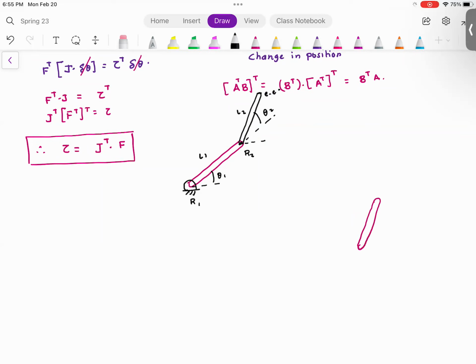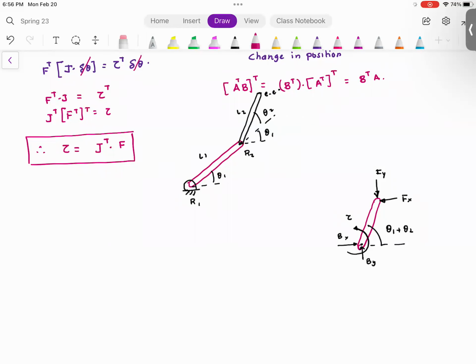And let's assume that here we have fx and fy. And at this hinge, we have Vx, Vy. And then here is torque. Please note, this angle is theta 1. So this angle is going to be theta 1 plus theta 2.